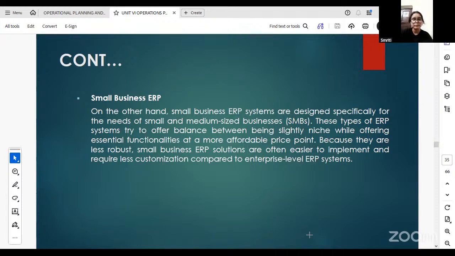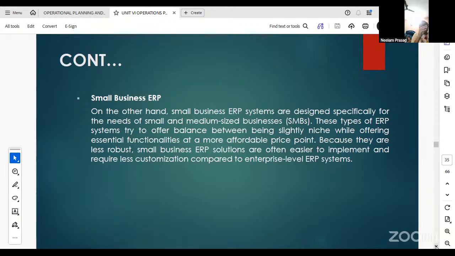Small business ERP. On the other hand, small business ERP systems are designed specifically for the needs of small and medium-sized businesses (SMBs). These types of ERP systems try to offer a balance between being slightly niche while offering essential functionalities at a more affordable price point. Because they are less robust, small business ERP solutions are often easier to implement and require less customization compared to enterprise-level ERP systems.